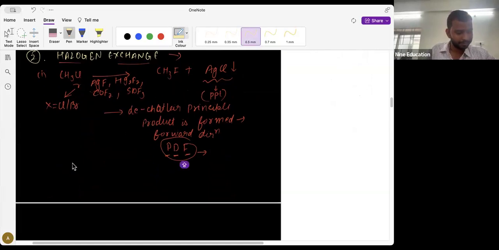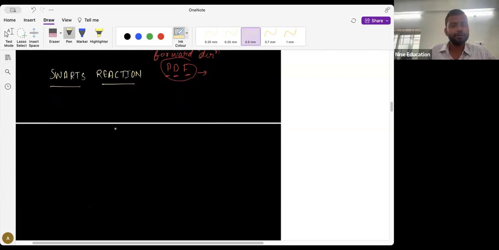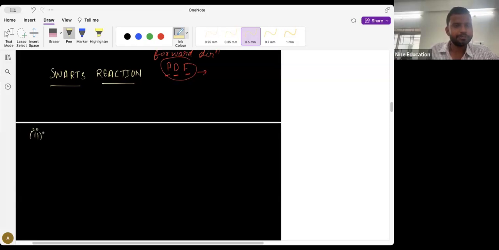इसको the special name of this reaction is what? Schwarz reaction. ये हमने याद किया कि इस रिएक्शन को हम Swarts reaction कहते हैं. हमें अगर let's say we have alkyl chloride और alkyl bromide in the presence of this reagent, silver fluoride, mercurous fluoride, cobalt fluoride, antimony fluoride, we get what? Fluorides. So you can change the halogen from chlorine to fluorine using Swarts reaction. है ना?